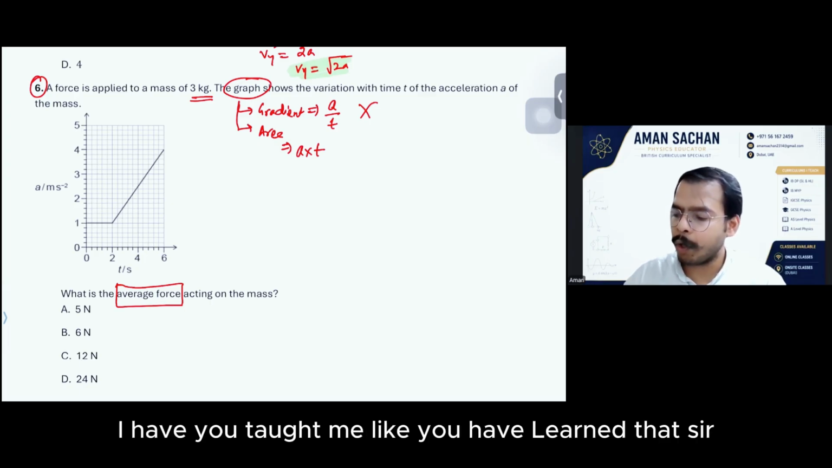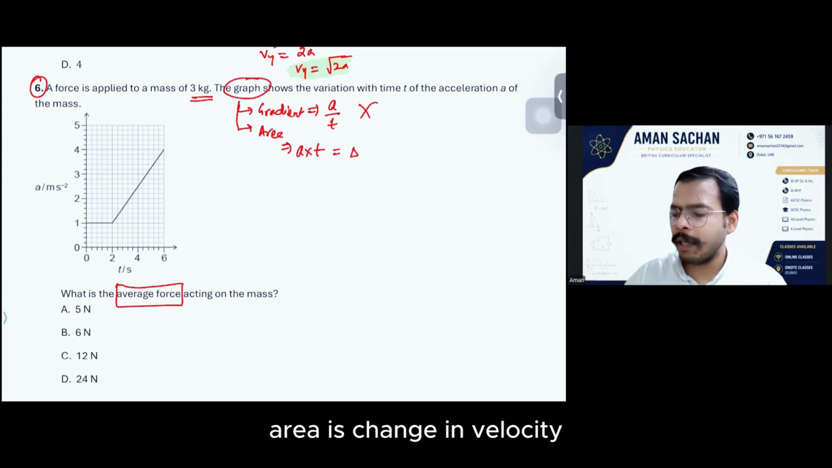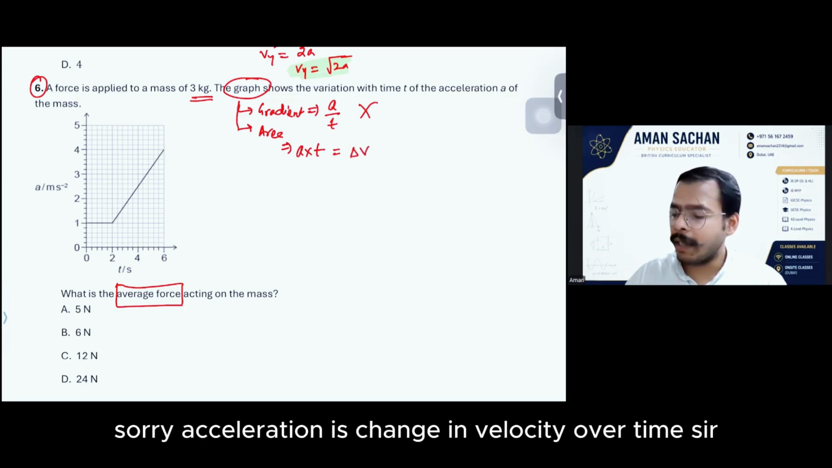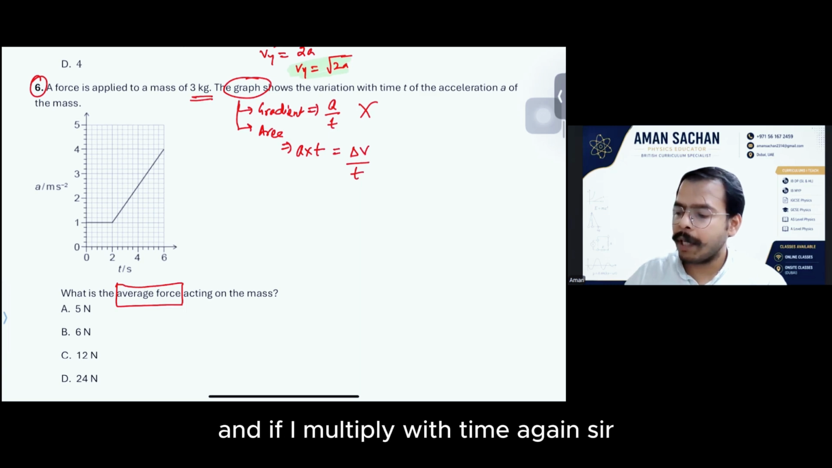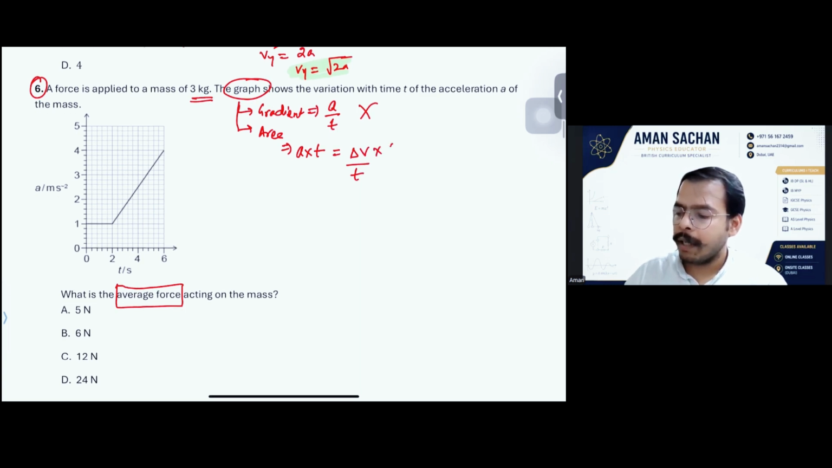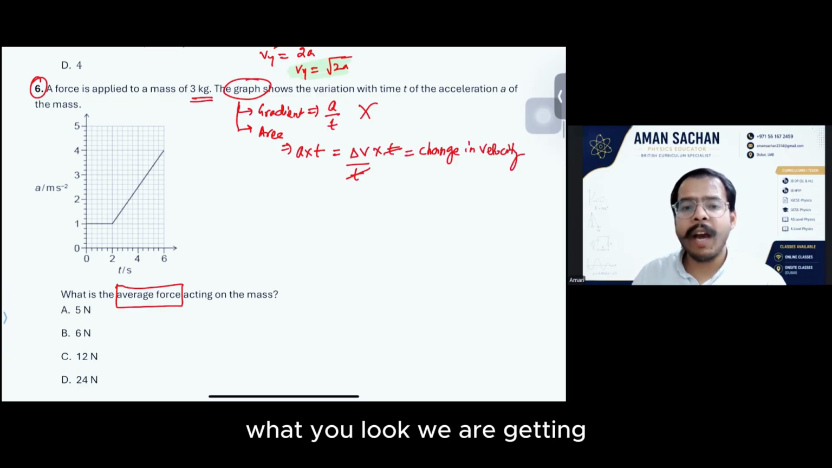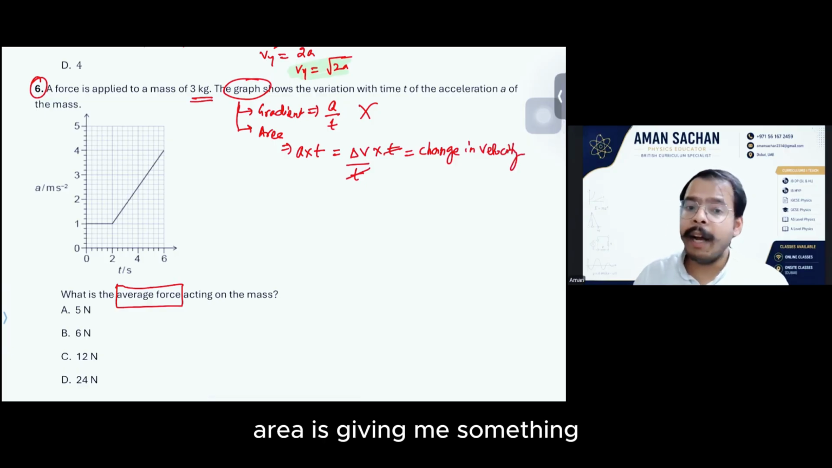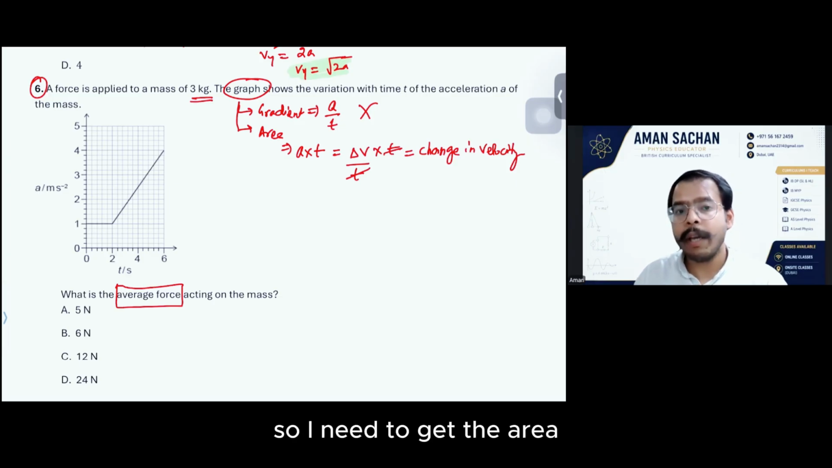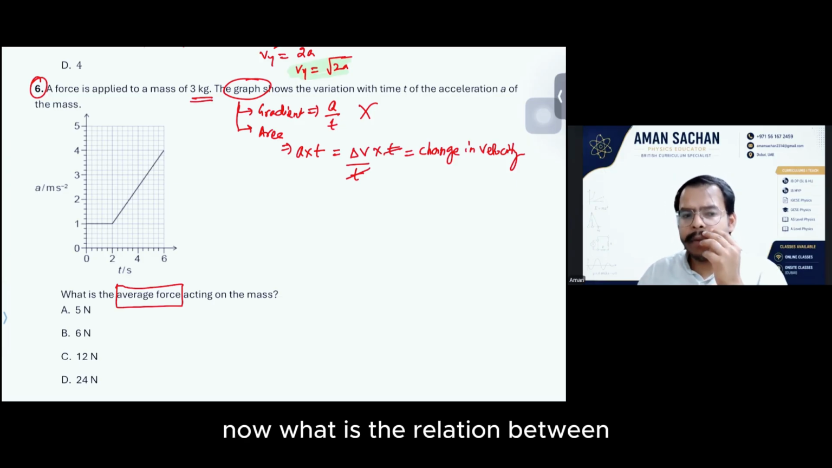Area is acceleration times time. Sir, you taught me that acceleration is change in velocity over time. And if I multiply with time again, then I will get change in velocity. Meaning what are we getting, everyone? The area is giving me something. So I need to get the area. Now, what is the relation between area and average force?